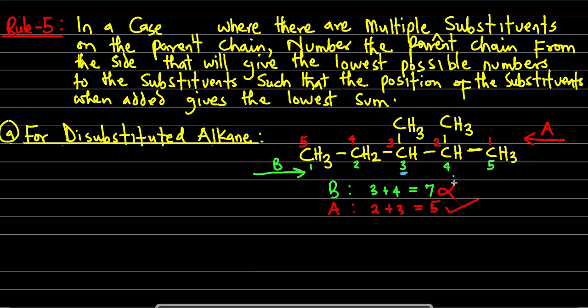3 plus 4 is 7, and 5 is lower than 7, so we're going to take this. Remember, our sole aim is to check the side that, when you add the top, right, the sum will give us the lowest sum. So 3 plus 4 is 7, 2 plus 3 is 5, so 5 is lower than 7. So if you want to number this particular compound, you start from this side, right, because this side is going to give the substituent the lowest number.